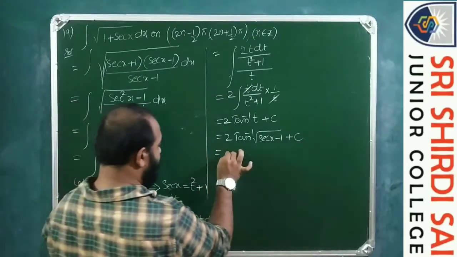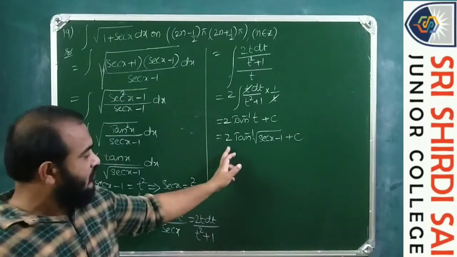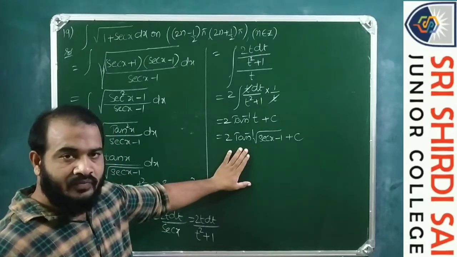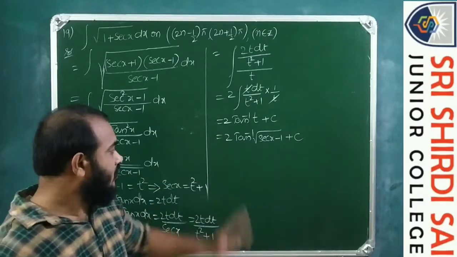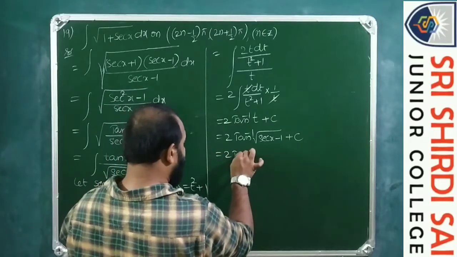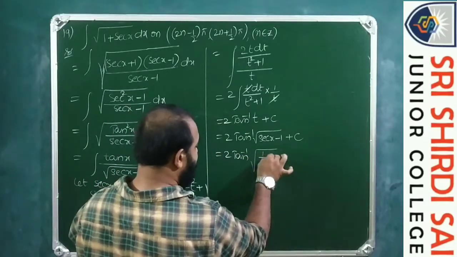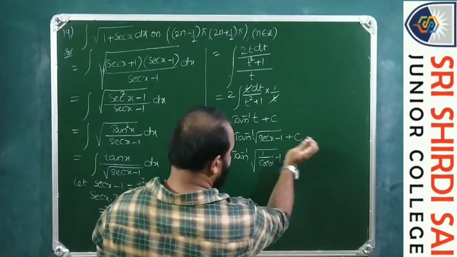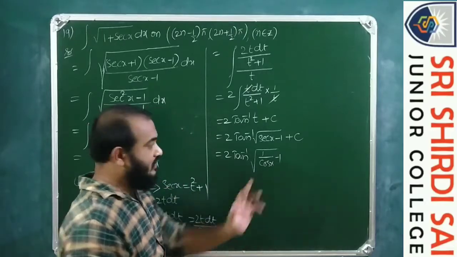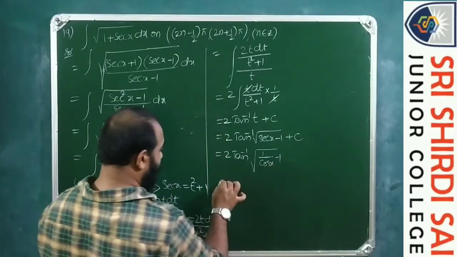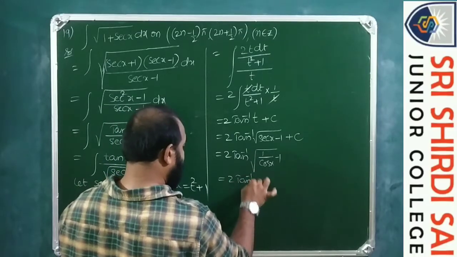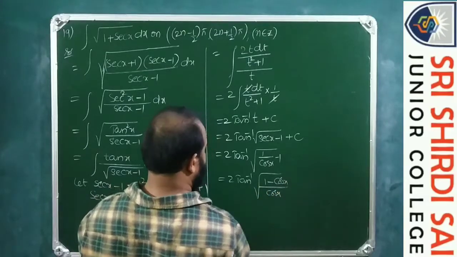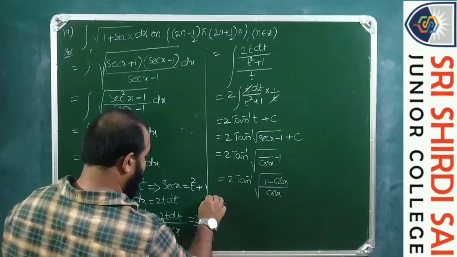So with this we can finish the answer, but this is not the textbook question answer. So for which let us do this. 2 into tan inverse of secant x minus 1, which is nothing but 1 by cos x minus 1, plus c. So this plus c let us add at the end of the answer. So this is equal to 2 tan inverse root of 1 minus cos x by cos x.